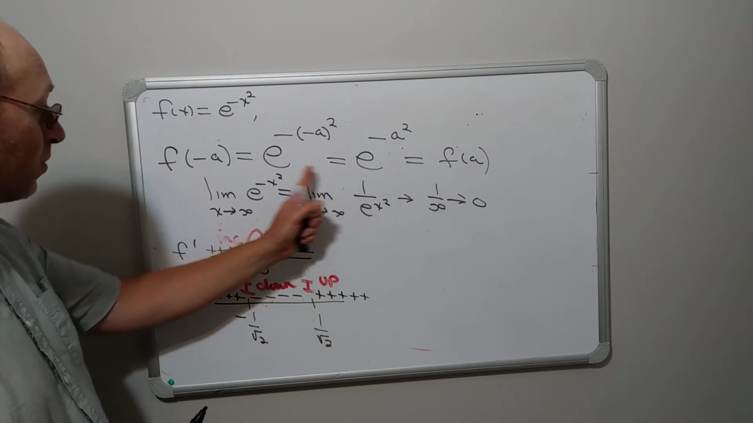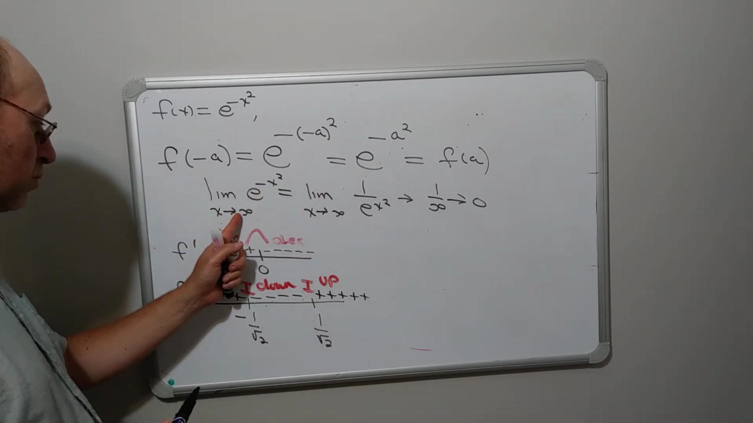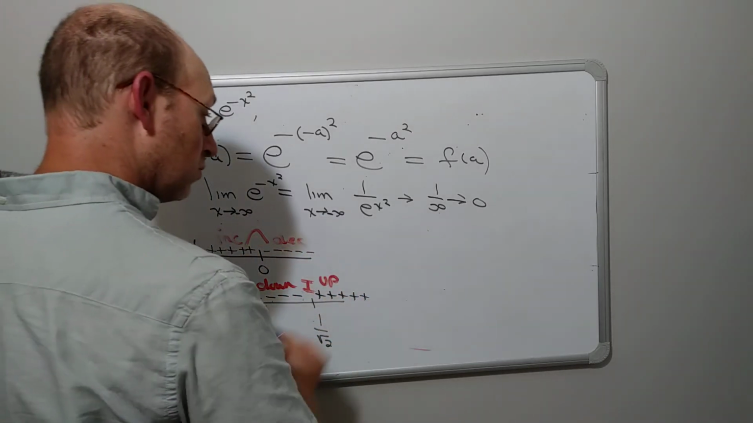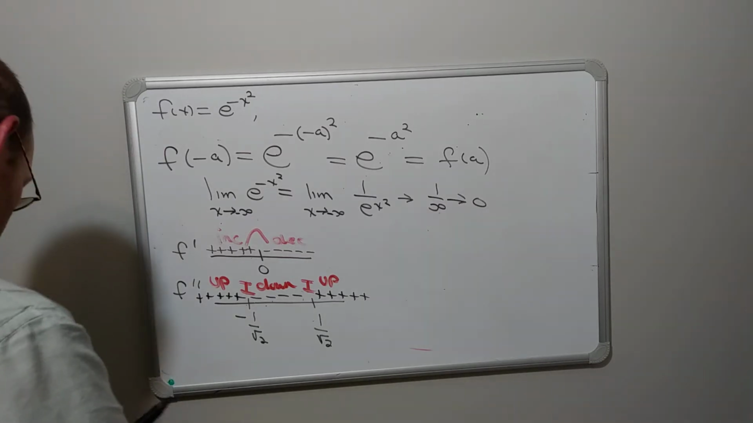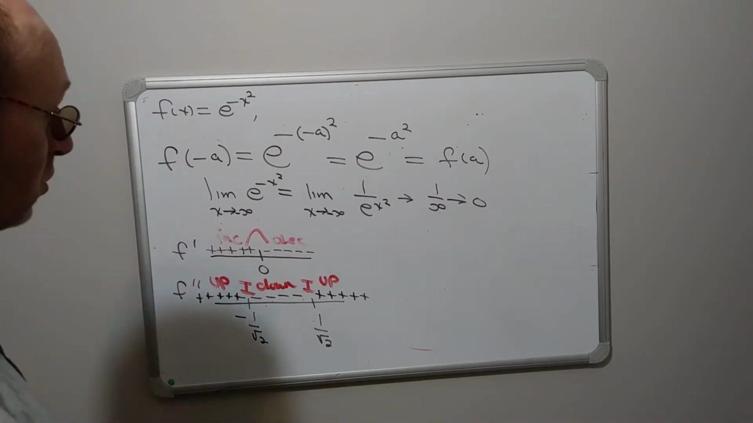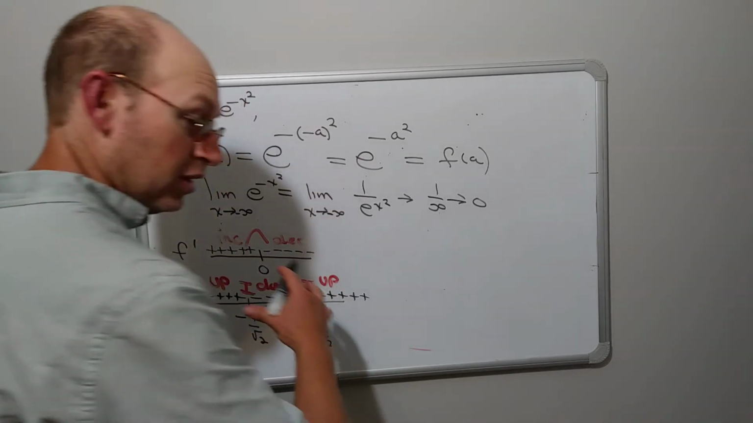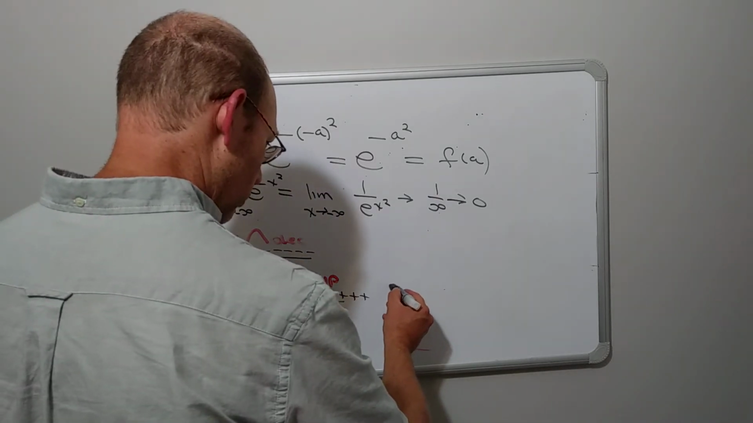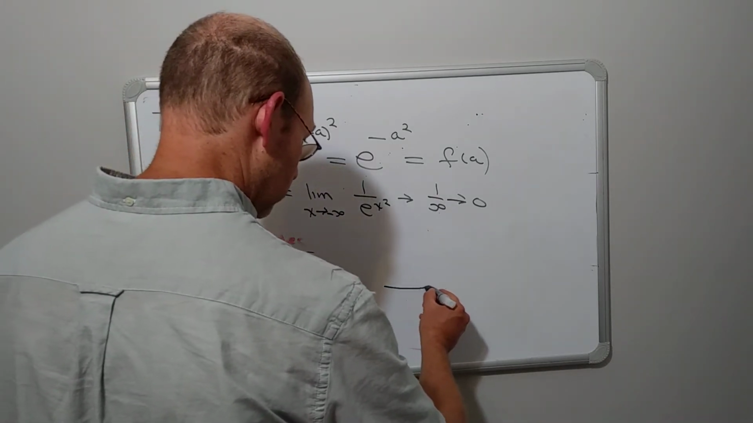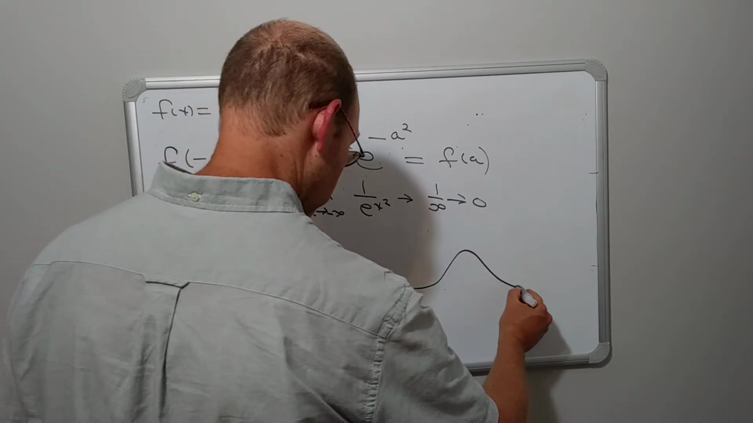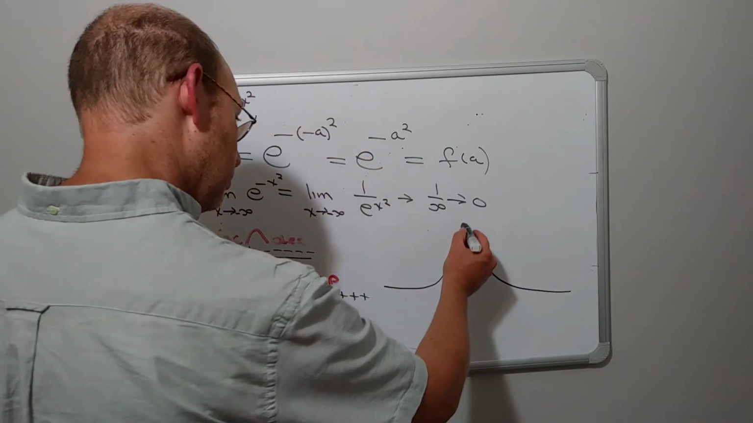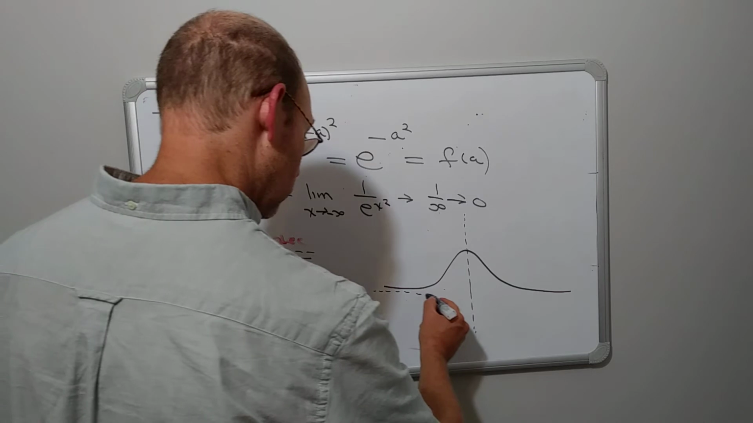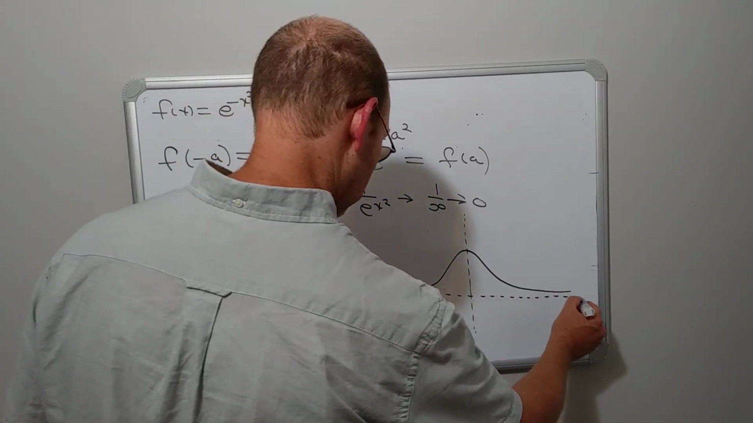And since it's even, that means if you replace this by a minus infinity, you get the same answer. 1 over infinity goes to 0. So the graph has horizontal asymptotes at the x-axis. It's approaching the x-axis. So if you think about it for a little bit, the only option is something like this. What you get is the famous bell curve. It never crosses the x-axis, but it gets closer to it.